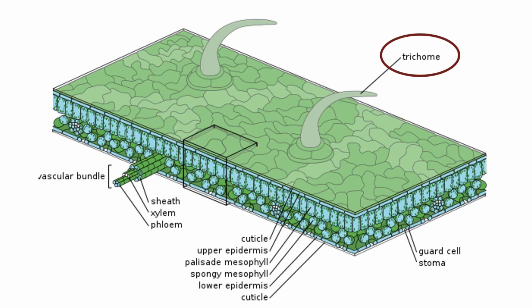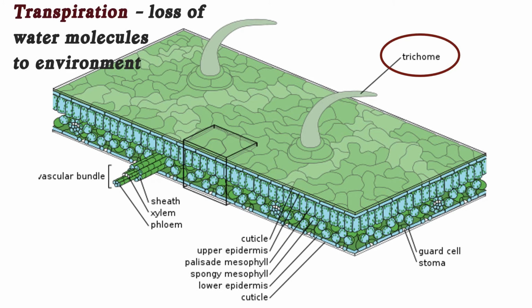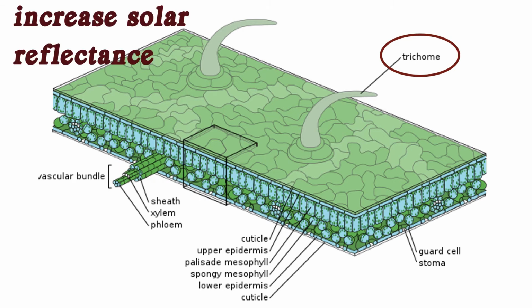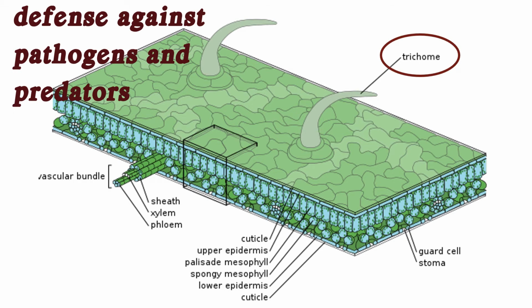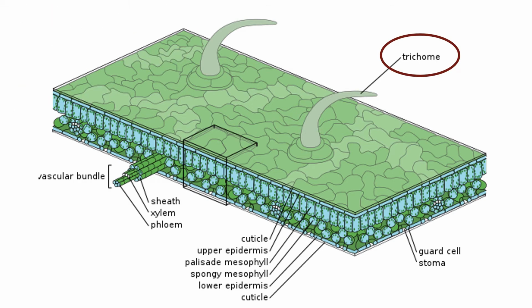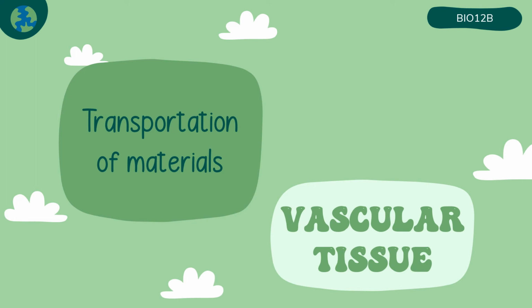Trichomes, on the other hand, are hair-like structures on the epidermal surface. They help to reduce transpiration, which is the loss of water by above-ground plant parts, increase solar reflectance, and store compounds that defend the leaves against predation by herbivores. Now let's proceed to vascular tissue.